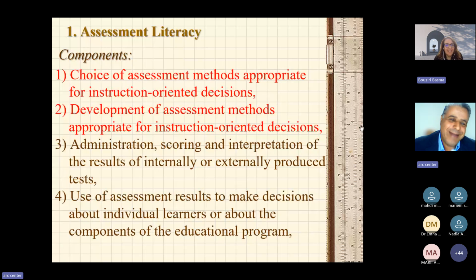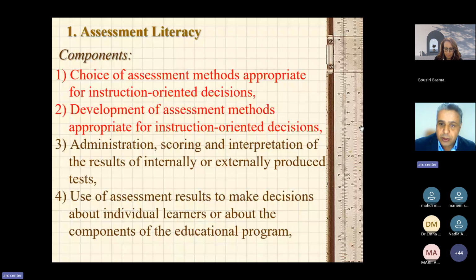No, it's okay. So assessment literacy, as I said, operationally speaking, we should divide it, because if I am a teacher and I say, okay, you have to be assessment literate, you ask me the question, but how? How can I do that? So I say, these are the components. These are the things that you should have. In assessment literacy, we have 7 components. The first 2 components are in red for a specific purpose, because the focus of today's presentation is going to be on those 2 components. The first component is a choice of assessment methods that are appropriate for instruction-oriented decisions.